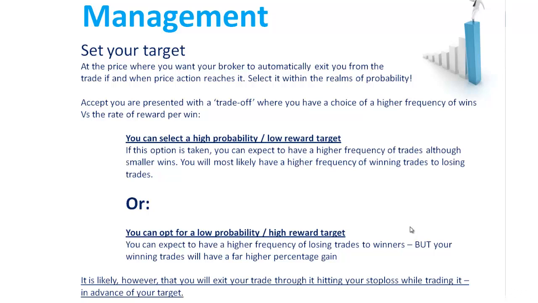Okay, so if you do take the former option and you want the high probability low reward target, then go to the next technical level, and of course refer to the module on trade management. You can expect to have a higher frequency of trades, although smaller wins. You will win most of the time, but with smaller wins. However, if you go for the flip side, a low probability high reward and an increased target or a big target, you can expect to have a higher frequency of losing trades to winners, but your winning trades will have a far higher percentage gain. So it depends what resonates most with your personality, quite frankly.